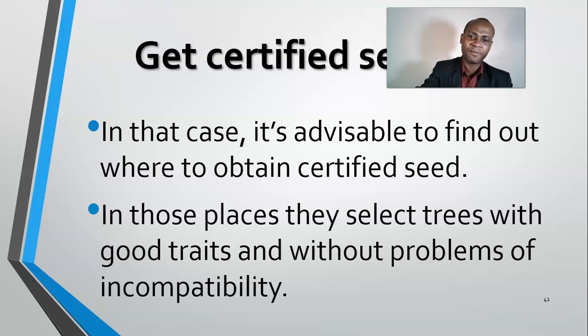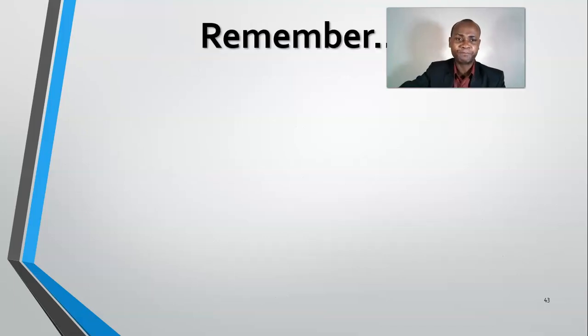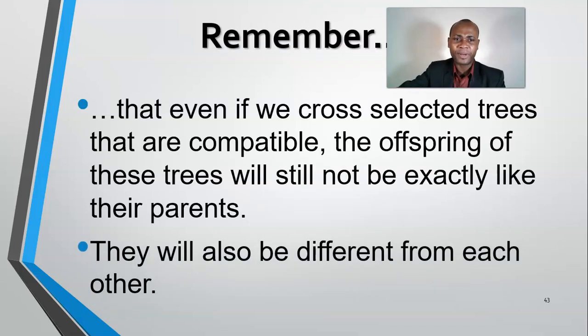It's very, very important to know this. In those places, they select trees without problem of compatibility. So remember that even if we cross selected trees that are compatible, the offspring of these trees will not be exactly like the mother. I made mention of this earlier. They will also be different from each other.